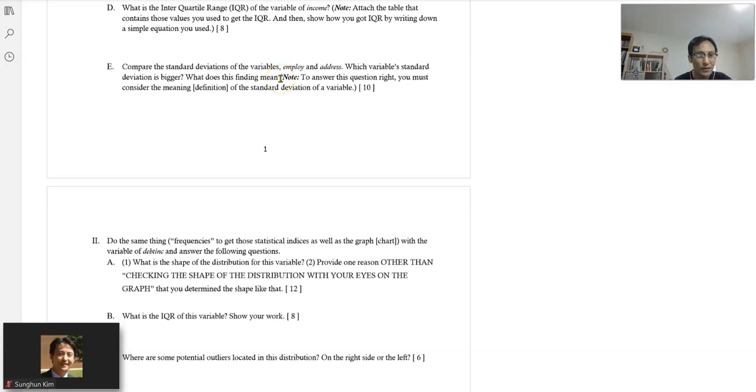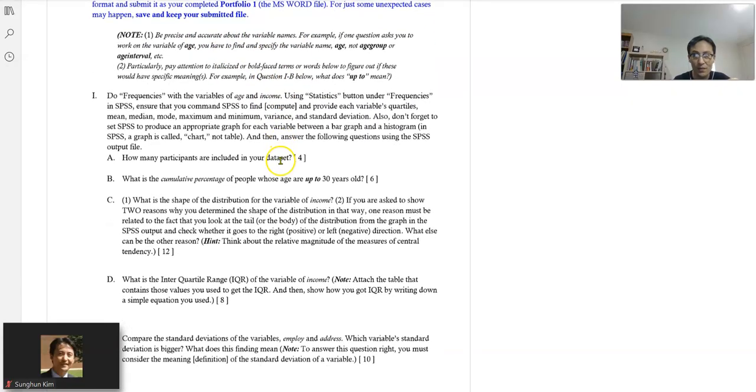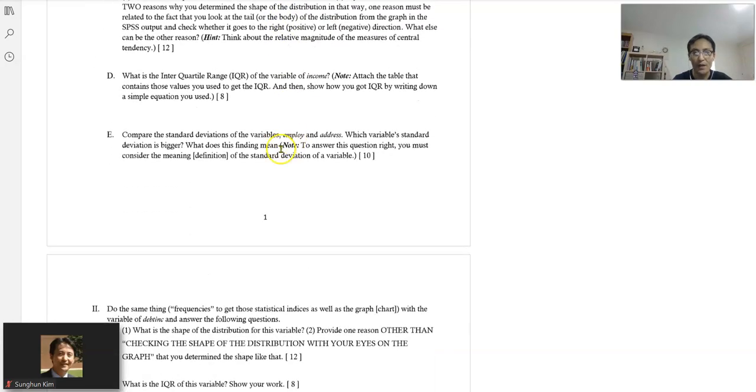How are you going to get them? Yes, this frequency analysis, right? You've got those measures of central tendency and measures of variability. So here you need to get the standard deviations of these two variables, do the same thing for these two variables, and compare the size of the standard deviations. And then if one standard deviation is bigger than the other, what does that mean?